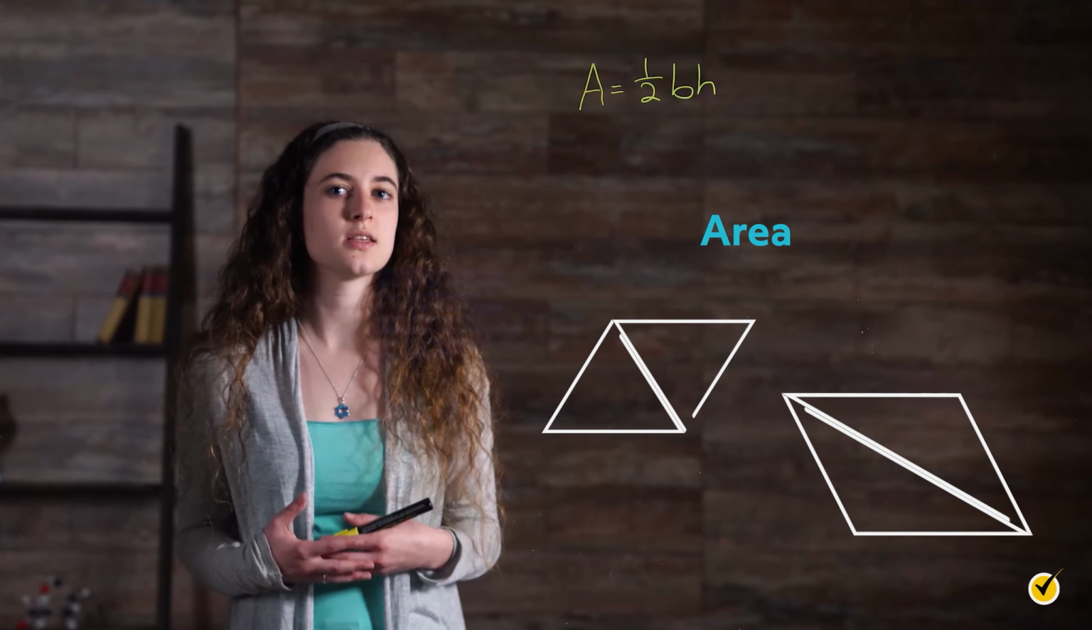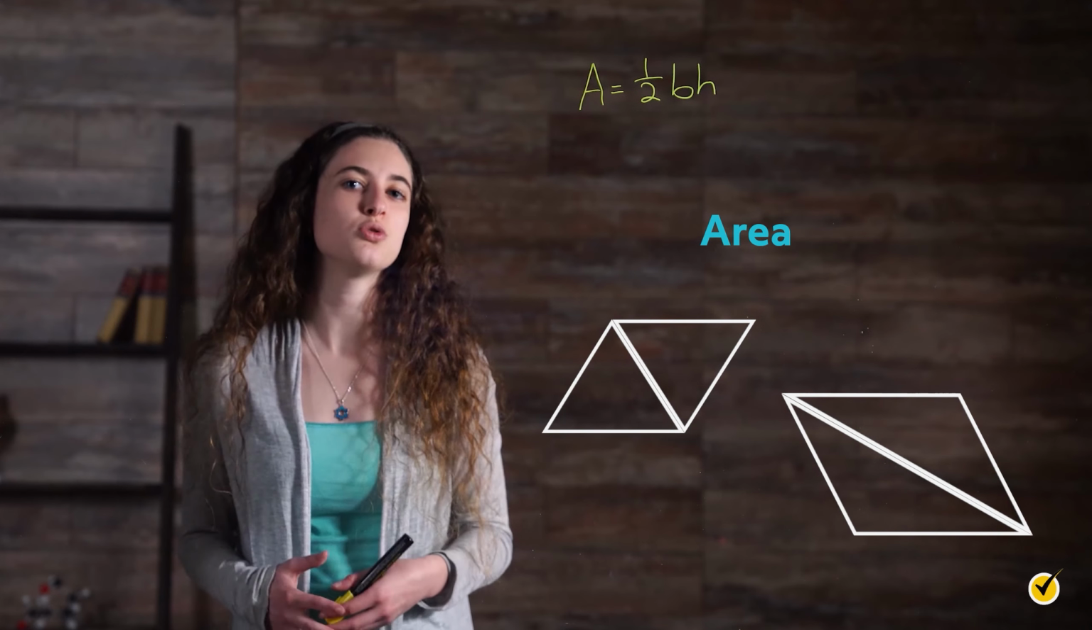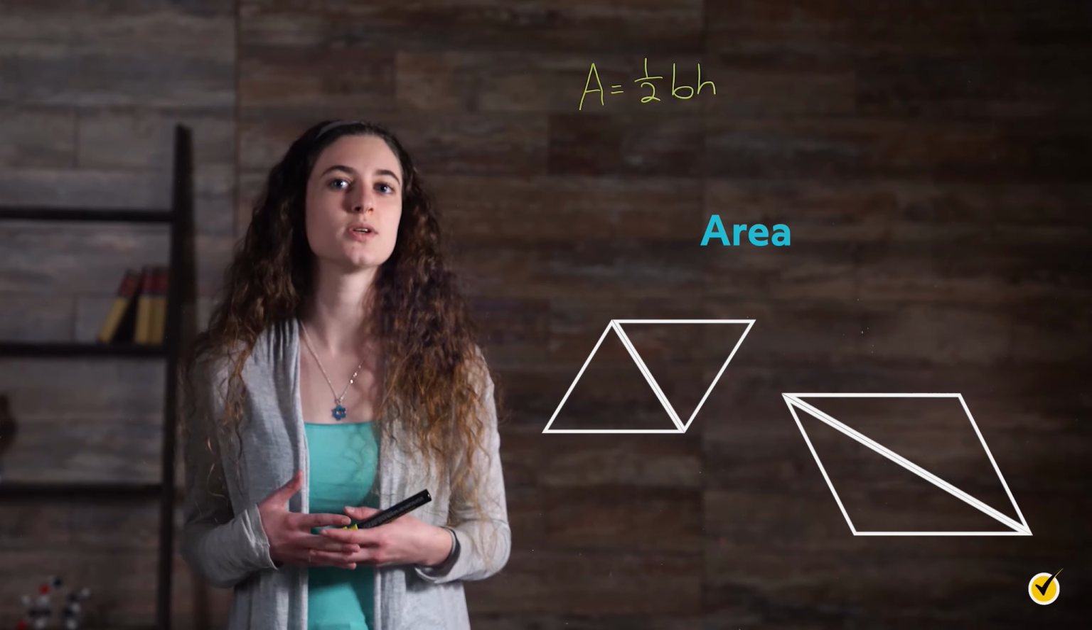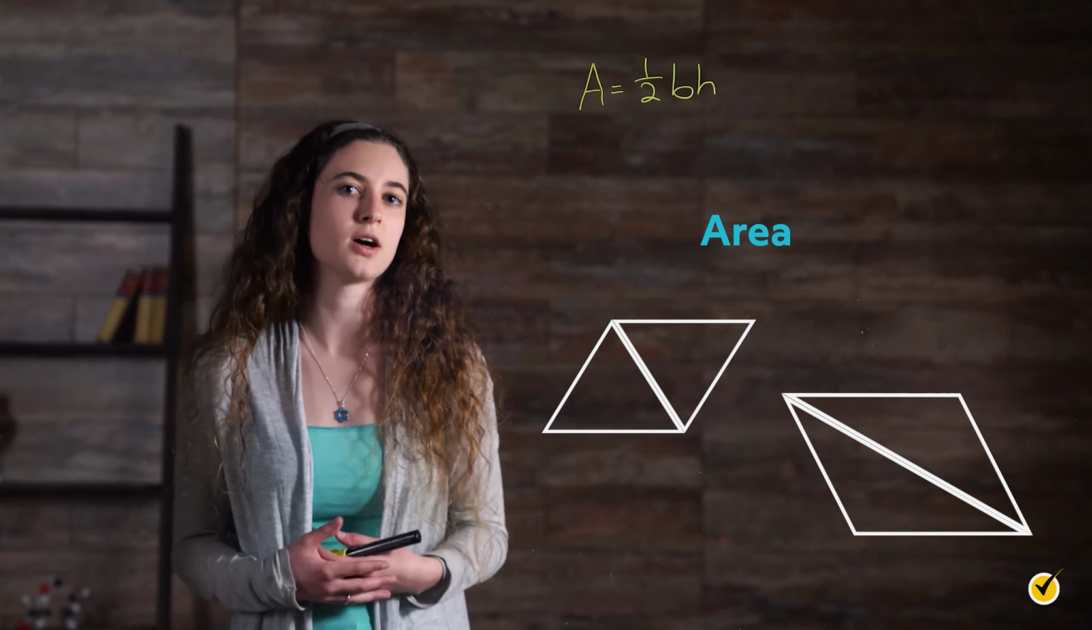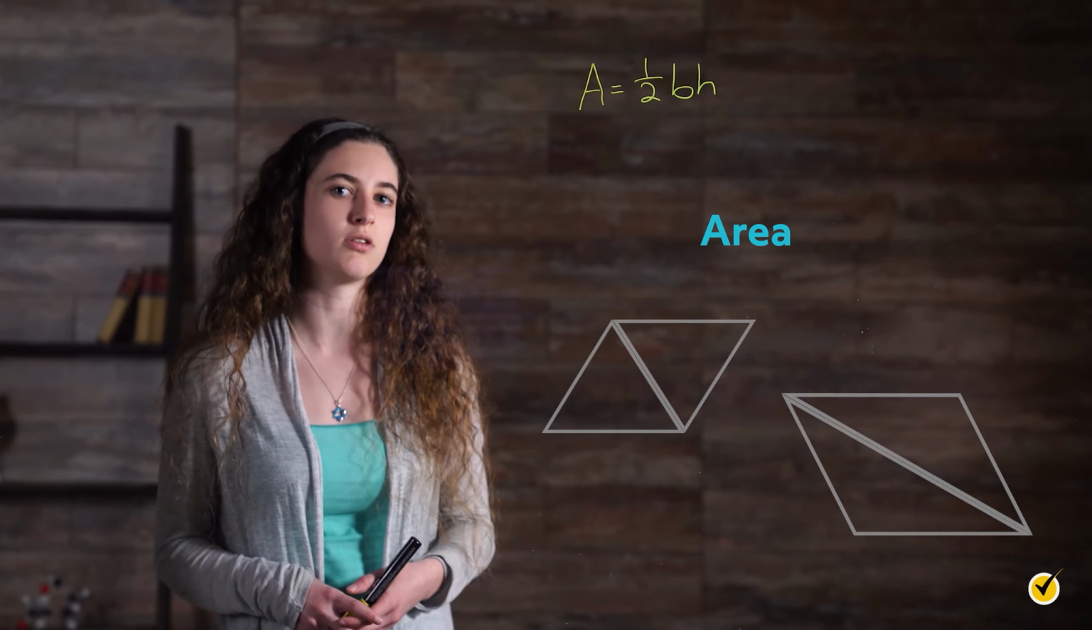Let's quickly explain where that 1/2 comes from. The formula for the area of a parallelogram is area equals base times height. If we compare the two shapes, we can see that a parallelogram can be made by two equal-sized triangles. So we can say that a triangle is half a parallelogram, which is where the 1/2 comes from in the formula. For triangles, the formula for area does work a bit differently depending on the type of triangle.